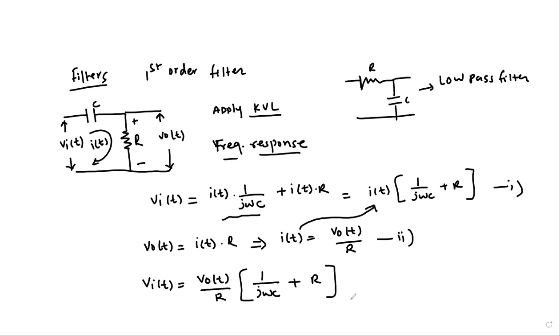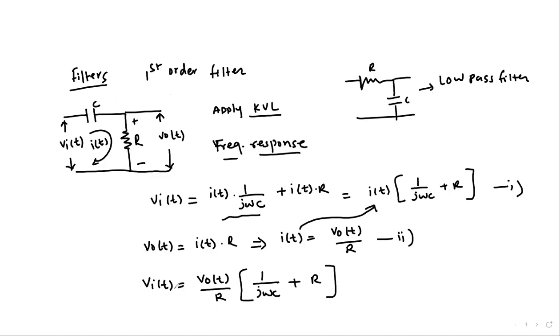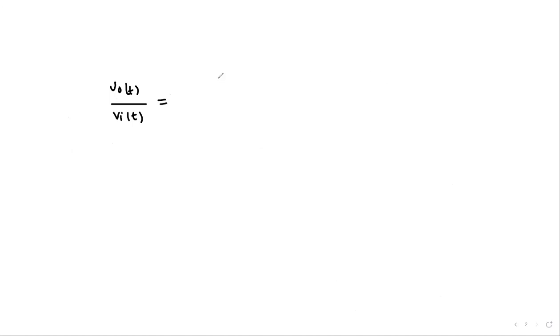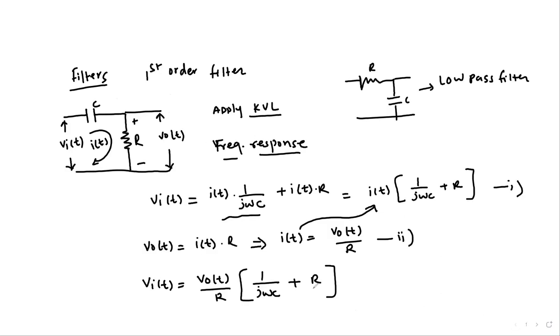All right. So we know that this is the expression we can have, and from this we can try to obtain the expression for the gain. So we write the expression for the gain, which is Vo of t by Vi of t, and this would be calculated as R divided by 1 by j omega C plus R. So as we can see here, we take the Vo by Vi, so R divided by this factor.